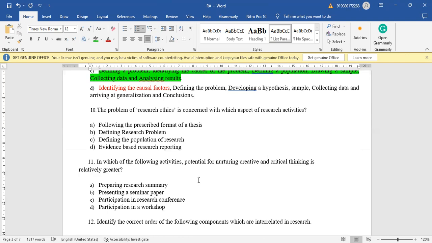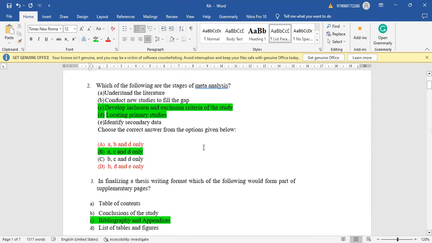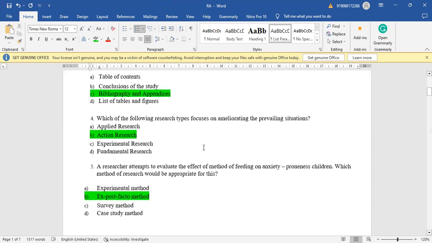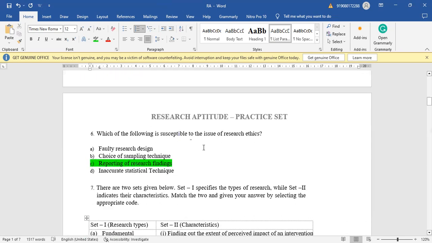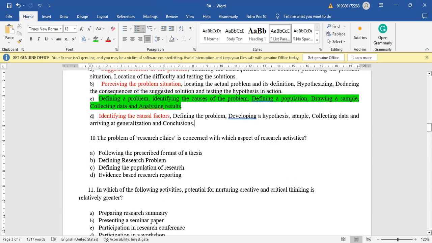See, in the previous problem, try to understand, they asked the same question, right? Research ethics is about research finding, correct? They are asking the same question in a different way, but with slight changes in the options. Now, is it correct to say evidence-based research reporting or finding? Yes, sir, D. No difference of opinion.